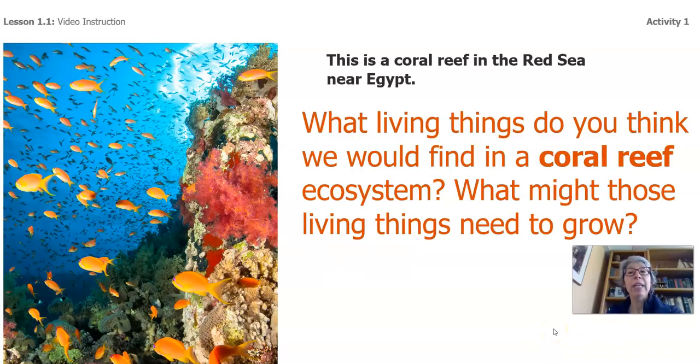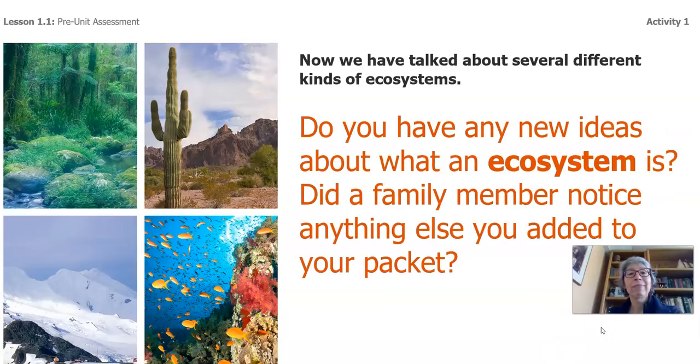This is a coral reef in the Red Sea near Egypt. What living things do you think we'd find in this coral reef ecosystem? And what might those living things need to grow? Now, we have talked about several different kinds of ecosystems. Do you have any new ideas about what an ecosystem is? Did a family member notice anything else that you wanted to add to your packet of information? All right, now's the time to do that.